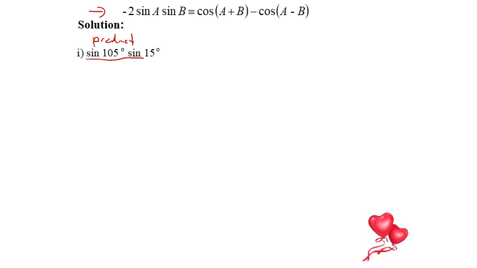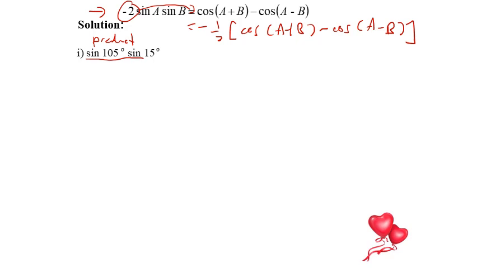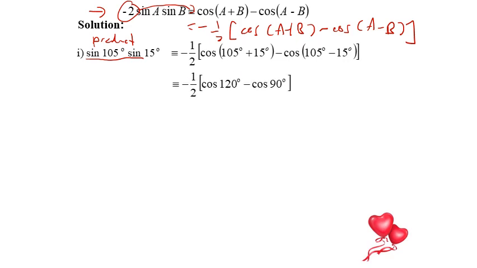And remember also in the example before, we need to move 1 over 2 at the front as negative 1 over 2. So it will become negative 1 over 2 times cos A plus B minus cos A minus B. Okay, so look at the solution. So that's what I told. So negative 1 over 2 cos, we sum these two angles. So 105 plus 15, we got 120. And 105 minus 15, we got 90.